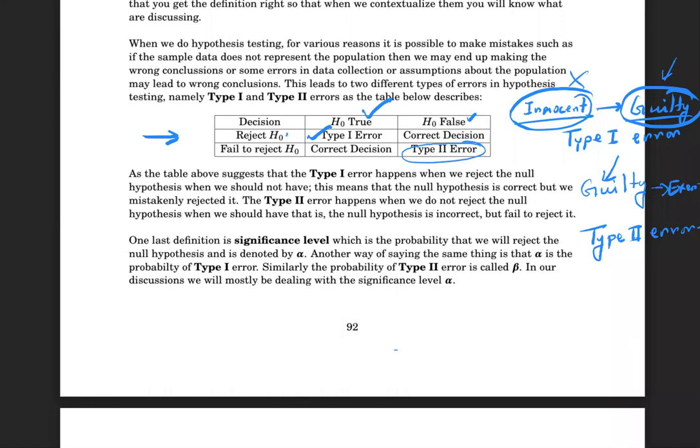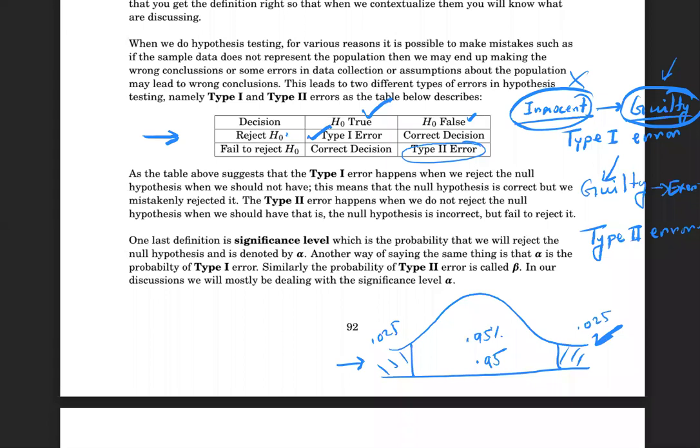Now think of this as a bell-shaped curve. Type 1 error would be like the significance level. So remember, the middle is 95%, and the tails are 0.025 and 0.025. So type 1 error is associated with the significance level, which is this or this. On the other hand, type 2 error is the middle one. Type 2 error is more difficult to find out.